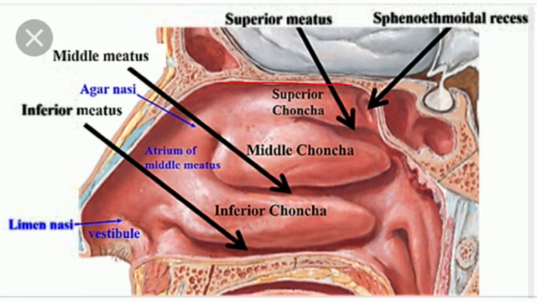Then it is formed by the cribriform plate of the ethmoid, and posteriorly by the downward sloping body of the sphenoid. This is the sphenoid bone. Okay, here you can see the sphenoidal air sinus, which is a sign of the sphenoid bone. It has a sloping appearance, the downward sloping body of the sphenoid.